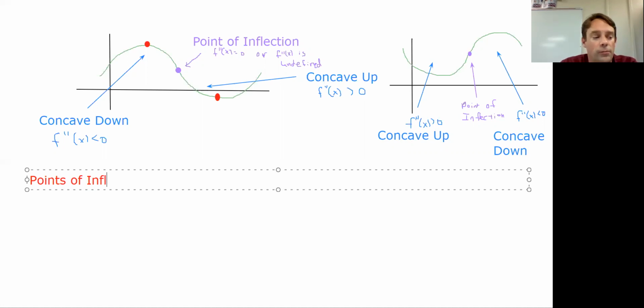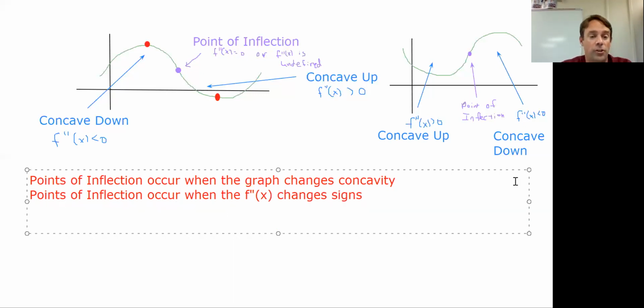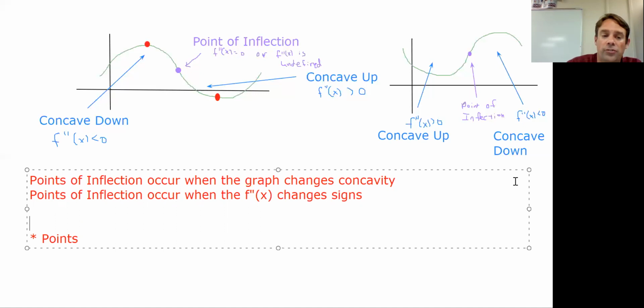So points of inflection occur when the graph changes concavity. Or points of inflection occur when the second derivative changes signs. We don't care how it changes, as long as it does change. But big idea, remember, just like with relative extrema, points of inflection exist at critical numbers of the second derivative. I should probably write that before I get to the big thing.